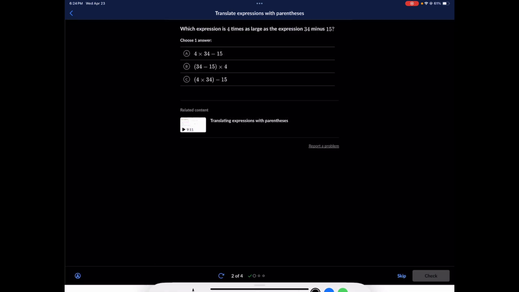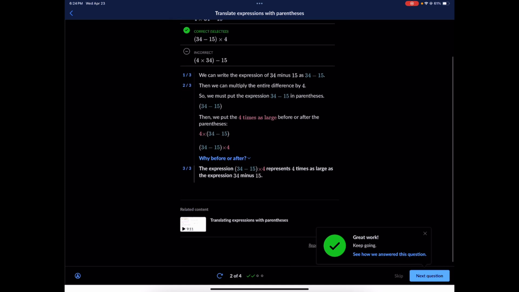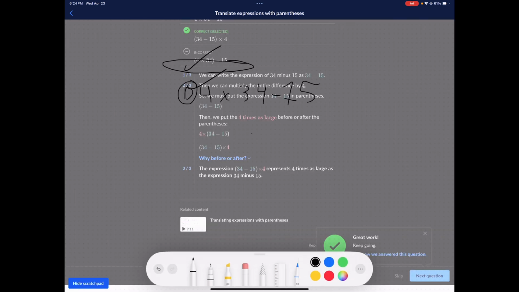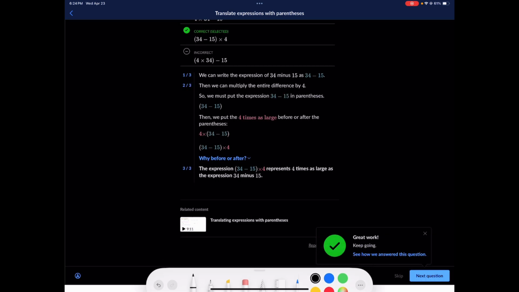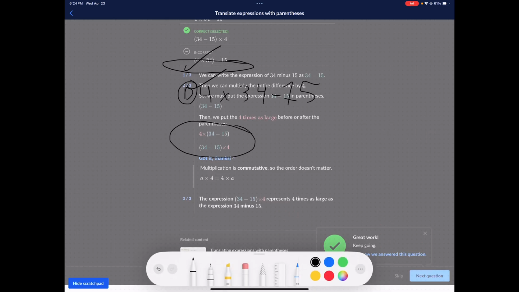But we don't have D. Let's just pick B and we can look at the explanation. So yeah, look at this. So we have this. Now Khan Academy did put parentheses, but again, it's not required, as we will go over multiplication first. And then we have this. See, it's commutative, so that's why you can do either or. So these are the same.